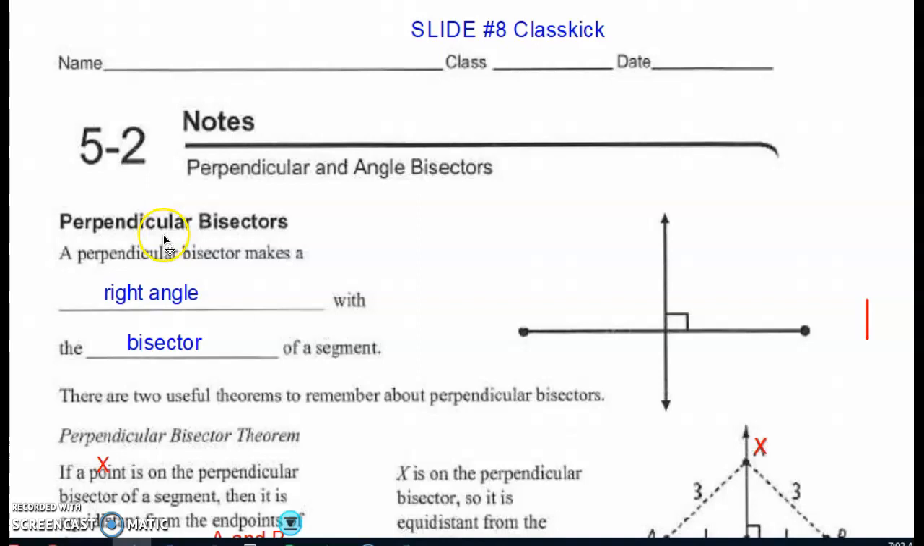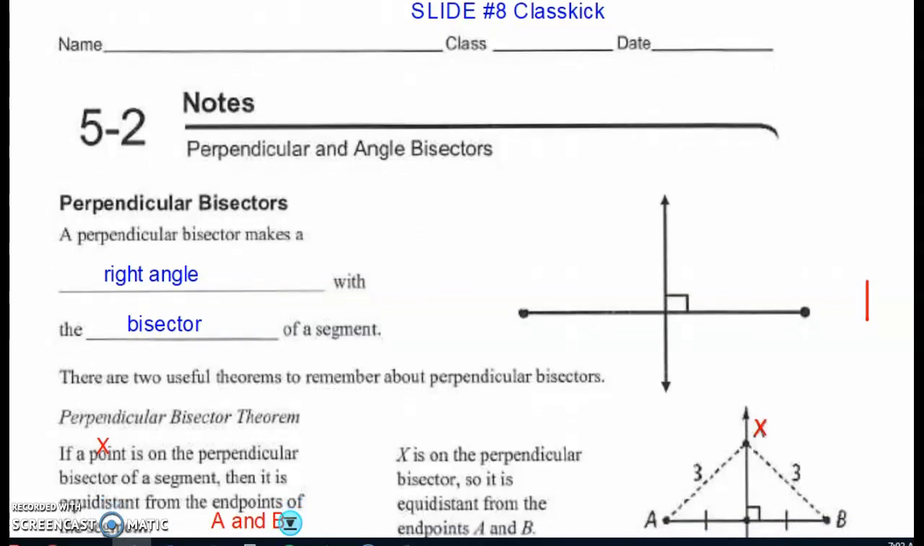Who cares about that number? We've done perpendicular bisectors before. I just want to take a little bit of time to go over it. A perpendicular bisector makes a right angle. So we have a box right there with the bisector of the segment.